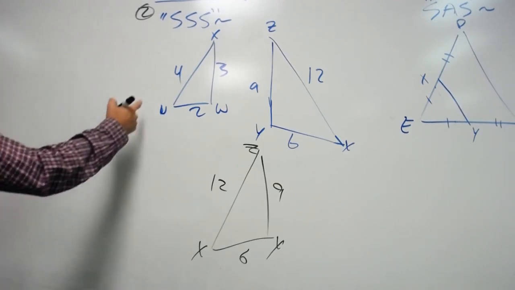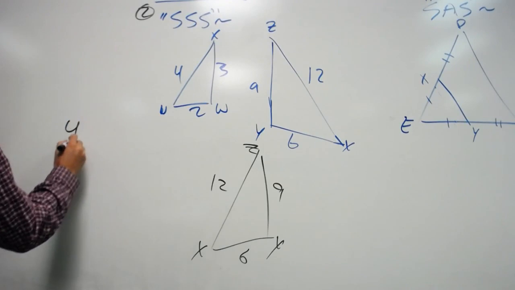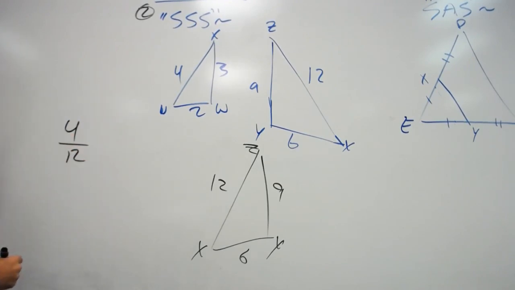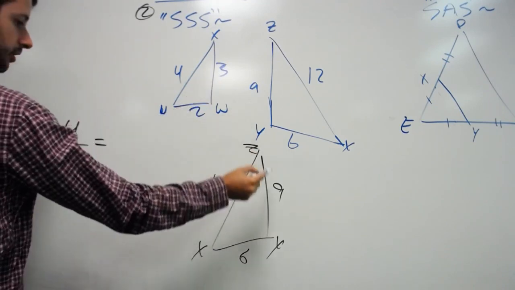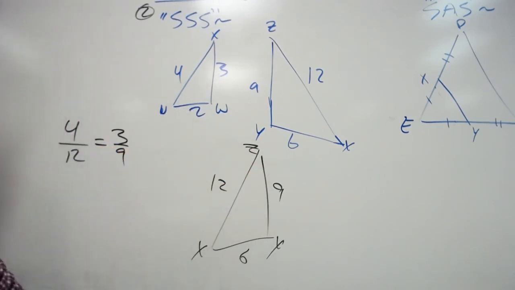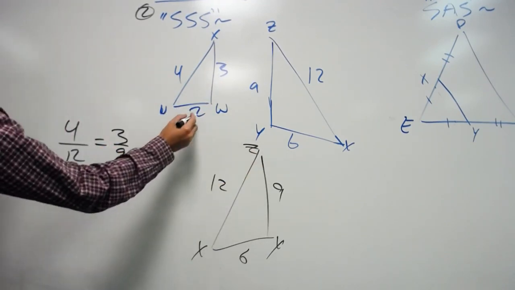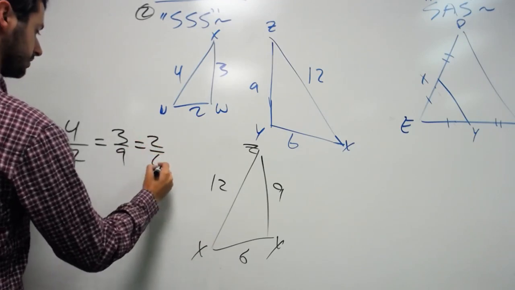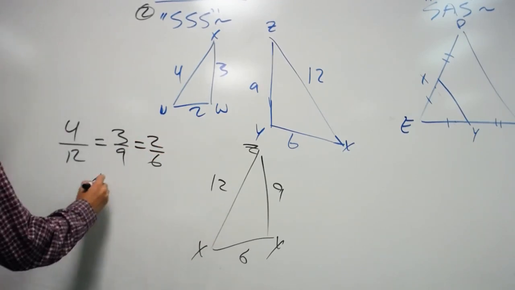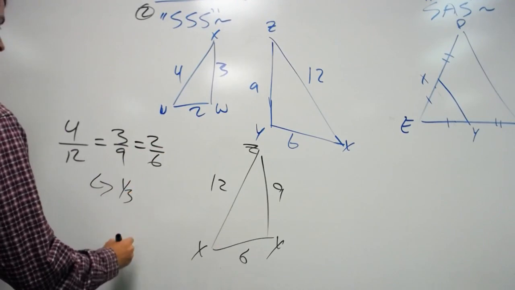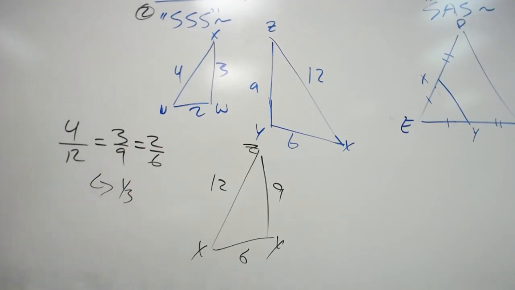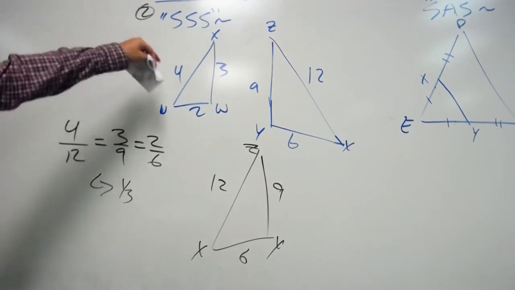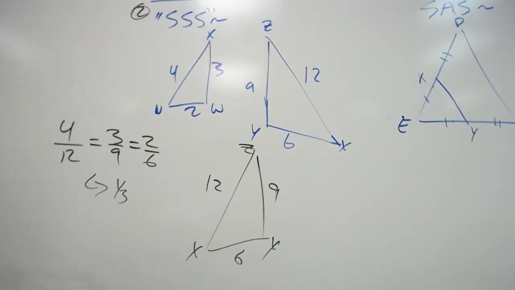And we can compare 4 over 12. So that's a 1:3 ratio. And let's see if it is the same as others. 3 over 9. That's also a 1:3 ratio. Let's check the last one. 2 over 6. Also a 1:3 ratio. So since they're all the same ratio, we know that they're proportional and the triangles are similar, but it is known because of side similarity.